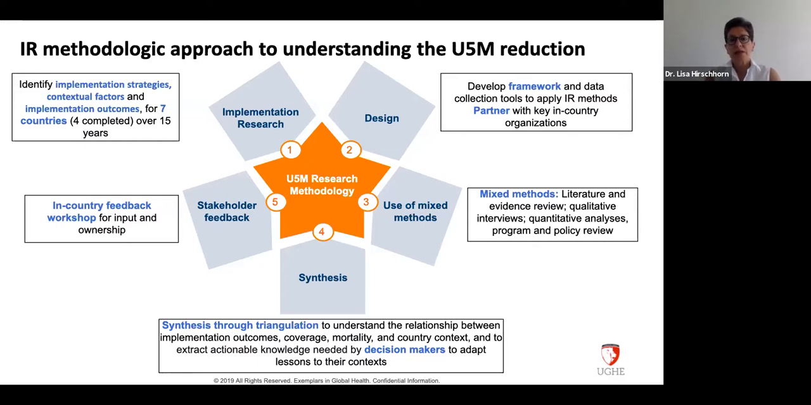We also recognize that quantitative was not enough, and so this is mixed methods, looking at literature, evidence, qualitative interviews, quantitative analysis, as well as program and policy reviews. And then synthesizing this to understand the relationship between the implementation outcomes, coverage, mortality in the country context, and critically to extract actionable knowledge needed by decision makers to adapt the lessons to their context. And this was all then done going back to the countries with stakeholder feedback to see, did we get it right? What didn't we get right? And where was there still missing information? Next slide.